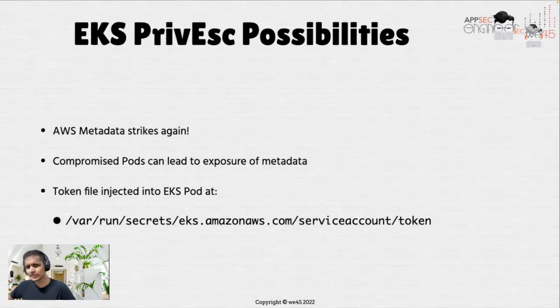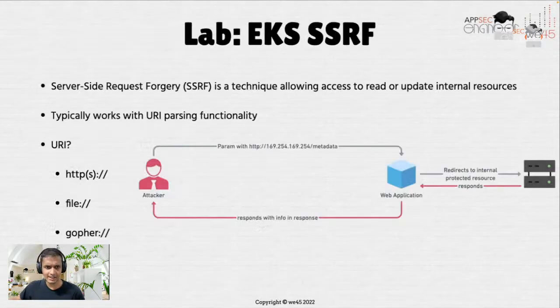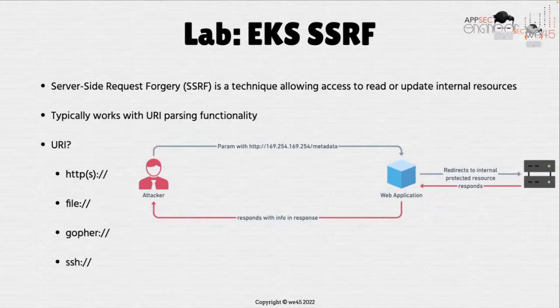Right. So with that, let's go ahead and get started with our lab. Now, in our lab, what I'm going to be doing is launching an intentionally vulnerable application. I'm going to deploy my own intentionally vulnerable app on the Kubernetes cluster that I have set up. And this particular app is going to be vulnerable to a flaw called server-side request forgery.